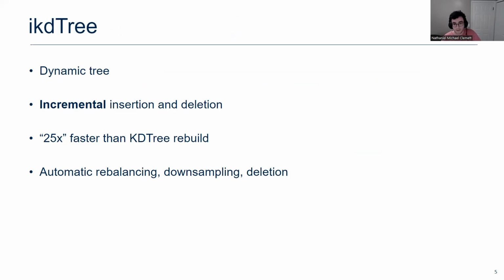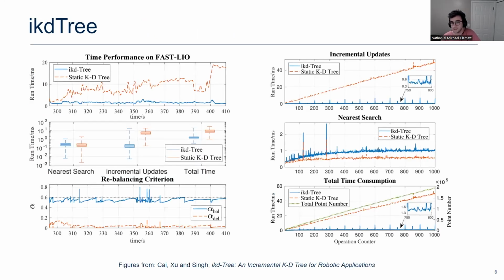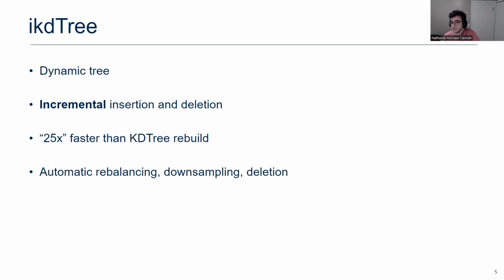The incremental KD-Tree, or ikd-Tree, is a dynamic KD-Tree. This allows for insertion and deletion of points and automatically rebalances, downsamples, and deletes. In algorithms such as FAST-LIO2, where the ikd-Tree is fully implemented, results have shown that the ikd-Tree can be 20 times faster than the static KD-Tree rebuild.